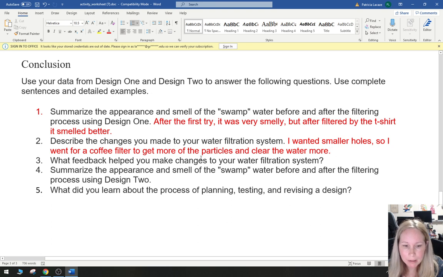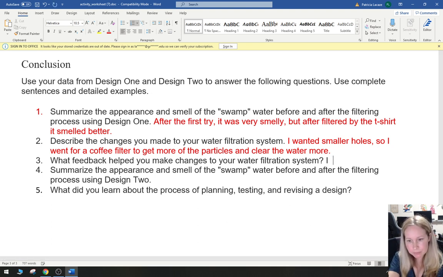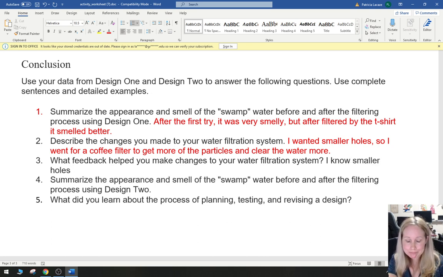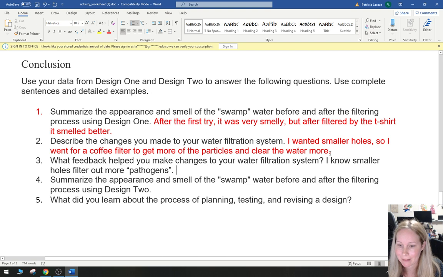Okay, what feedback helped you make changes to your water filtration system? I know smaller holes filter out more material, or pathogens. I'm going to say pathogens. We're going to use our science words today.